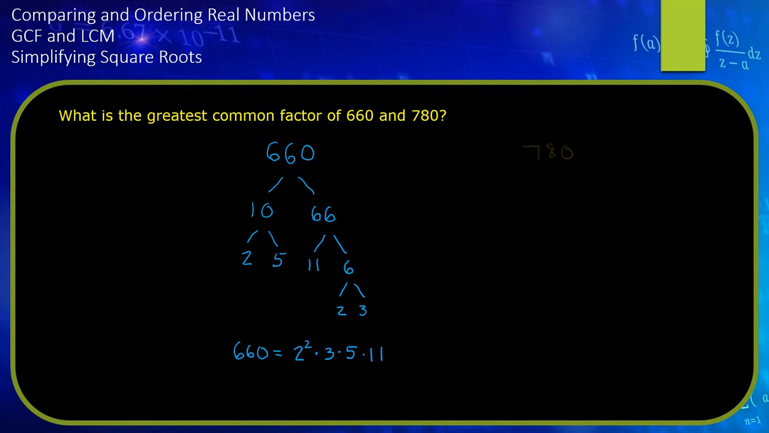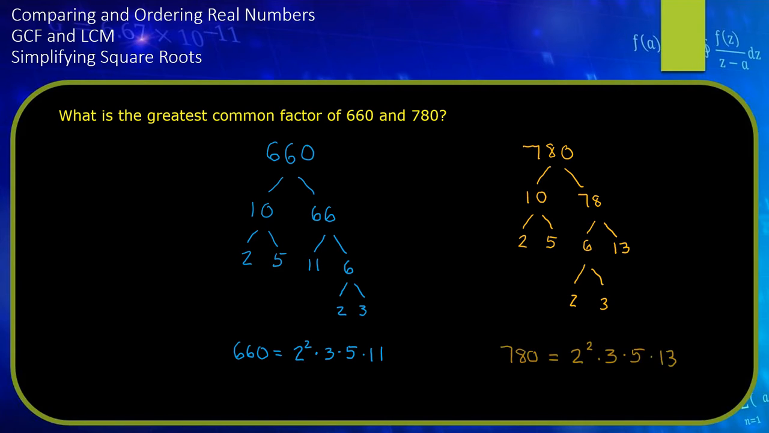For 780, I can factor that into 10 and 78. The 10 will factor into 2 and 5. The 78 will factor into 6 and 13. And the 6 would factor into 2 and 3. So when I take all the prime numbers, 780 is going to be represented by 2 squared times 3 times 5 times 13. Now, when I look between them, I'm looking for everything they have in common.